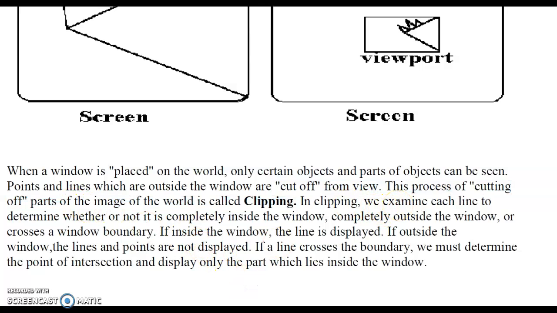So this video is over, and in the next video we'll be seeing techniques of clipping like the line clipping algorithm. We'll also be seeing the polygon clipping algorithm.